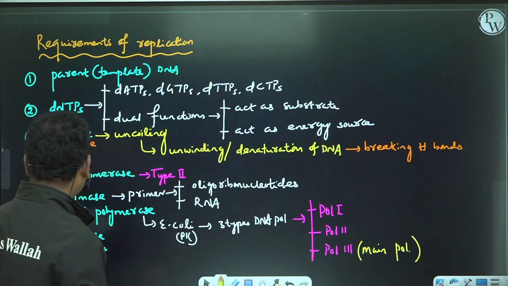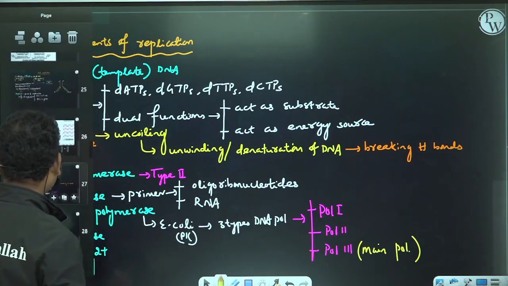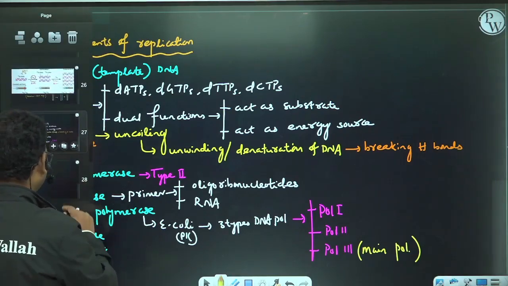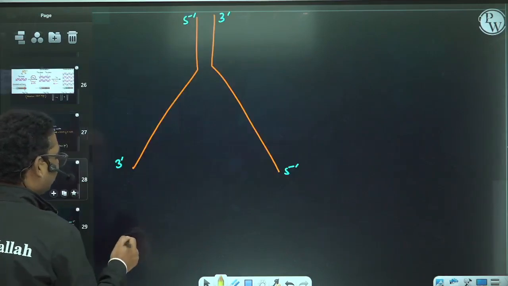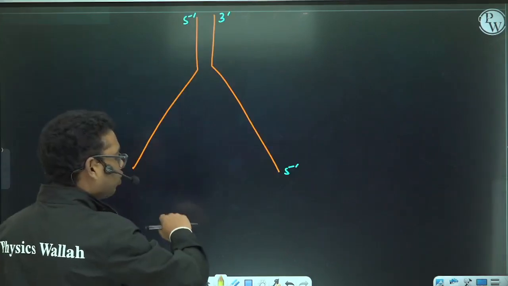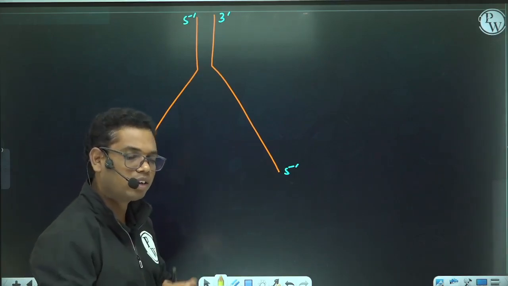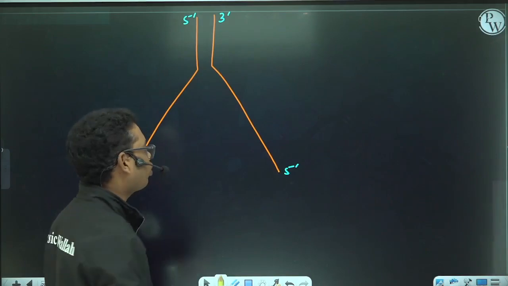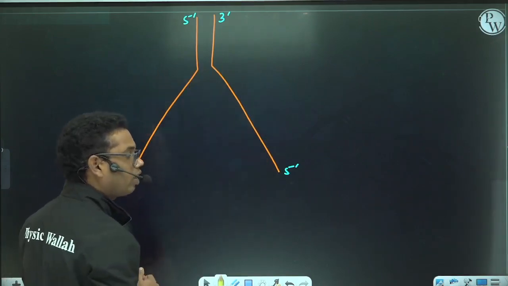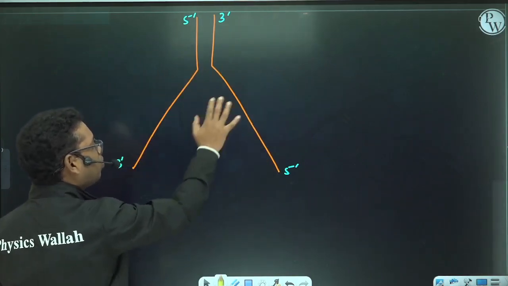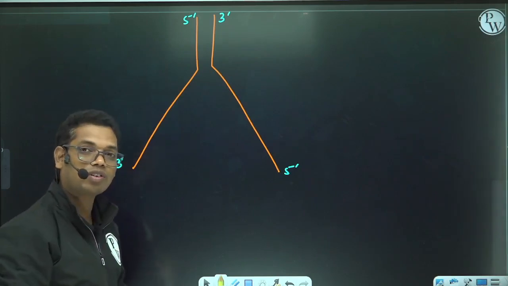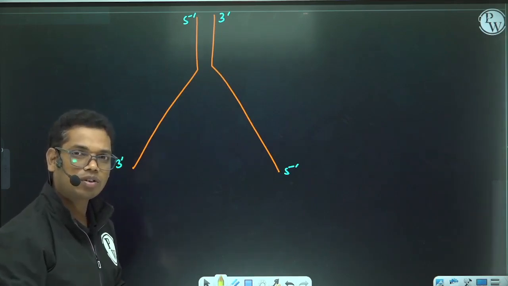Let me explain that part. I'm not going to explain in detail because of lack of time, otherwise I would have explained in detail. Whenever the helicase binds to the DNA molecule, it opens up the DNA and causes the formation of a Y-shaped structure. This Y-shaped structure is called the replication fork, and the replication fork is the site of DNA replication.